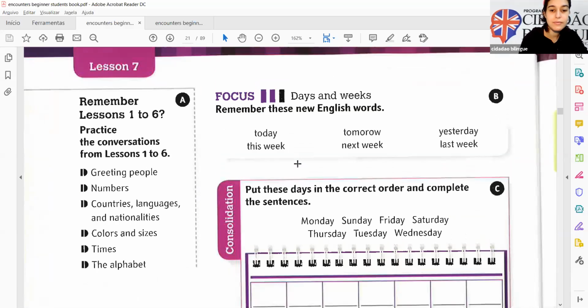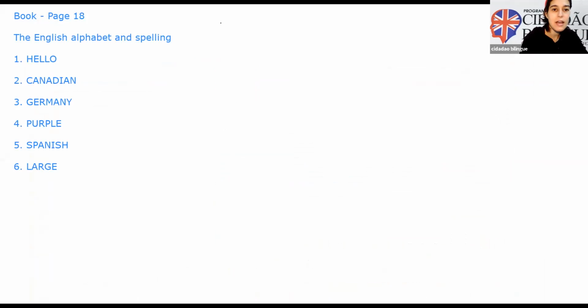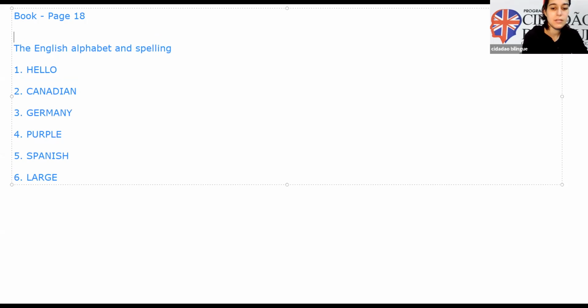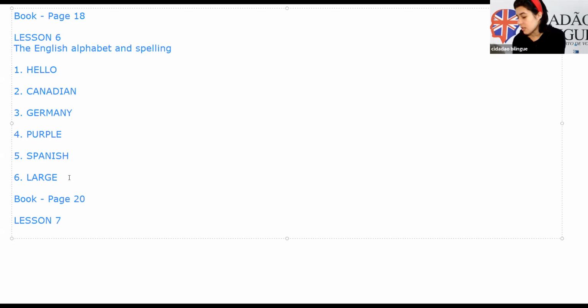Now, lesson 7, okay? We were on lesson 6. Nós estávamos na lição 6. Now, we are on lesson 7. So, book. We're working with our book. Now, we are on page 20. Lesson 7 is days and weeks, okay? So, now we are going to work with days and weeks.